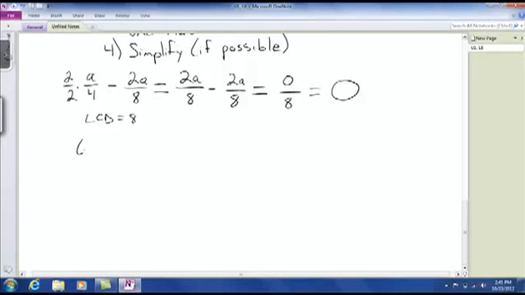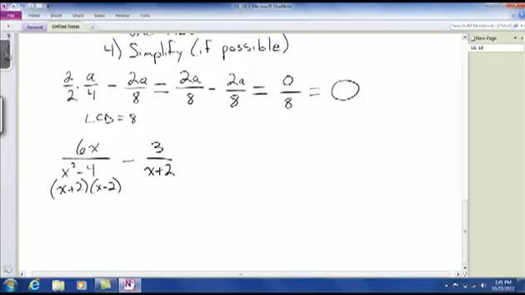Let's say you had 6x over x squared minus 4, and we want to subtract 3 over x plus 2. We've talked about factoring polynomials already. You should notice, hopefully, that x squared minus 4 is a difference of two squares. So I could rewrite this as x plus 2 times x minus 2. That's the factored form of x squared minus 4.